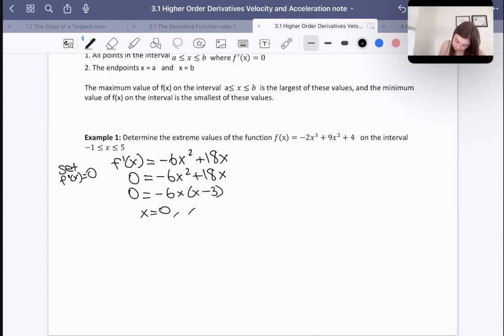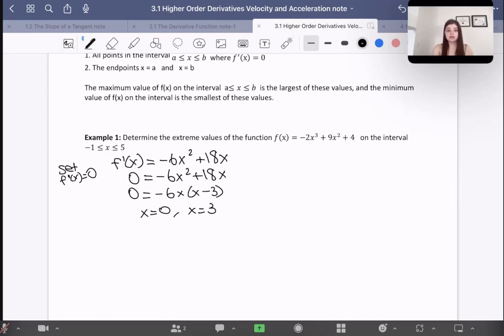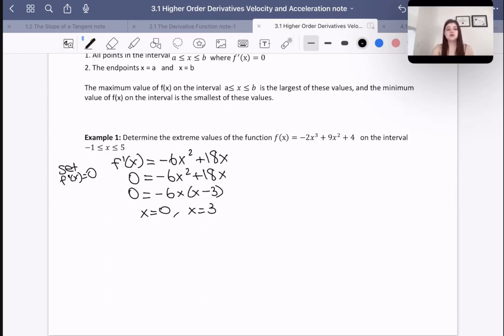Now, one common mistake I often see people make is canceling out the x, and when we do that, we actually lose a value. We lose the x equals 0, so you will still get x equals 3, but we will not get x equals 0 if you do decide to cancel out that x. So make sure you don't do that, because we do want both those values, and in fact, we need both those values. Okay, so those are the two x values.